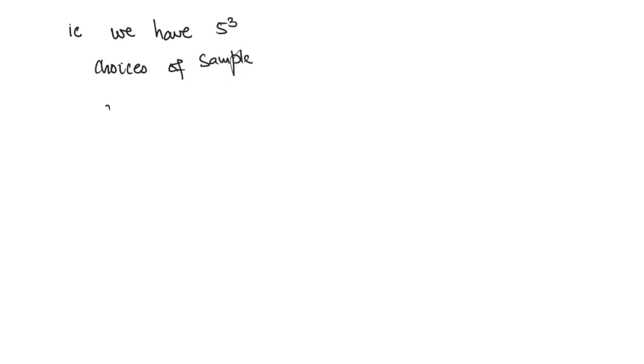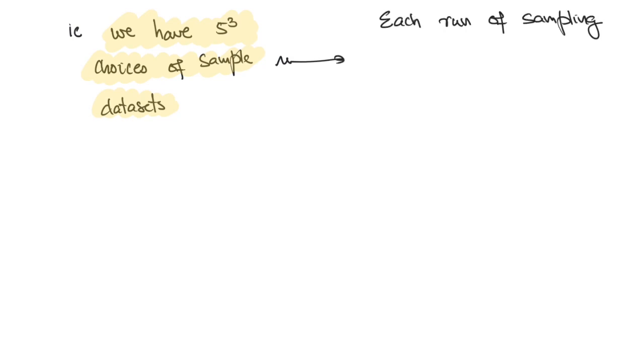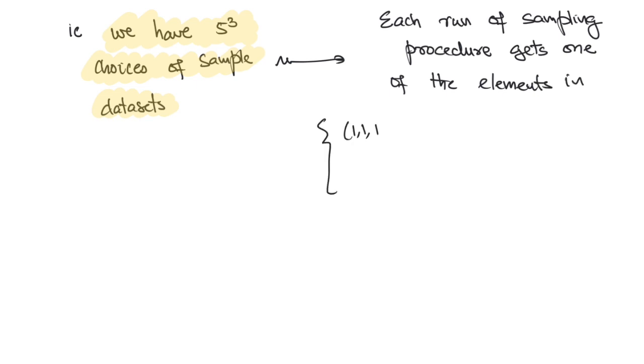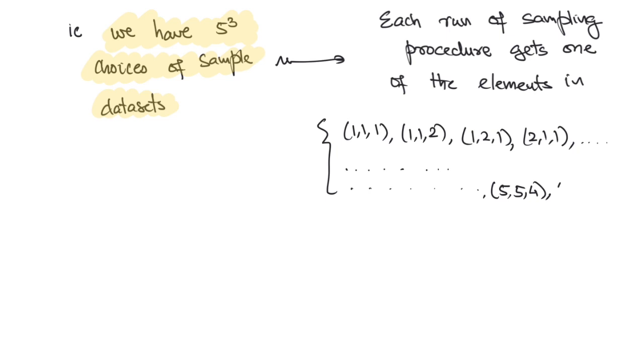Since we have 5 cubed choices of getting sample data, each run of the sampling procedure gets one of the elements inside the set which contains these 5 cubed elements, right? So it's going to be elements of the form 111, 112, 121, 211, all the way up to 555.